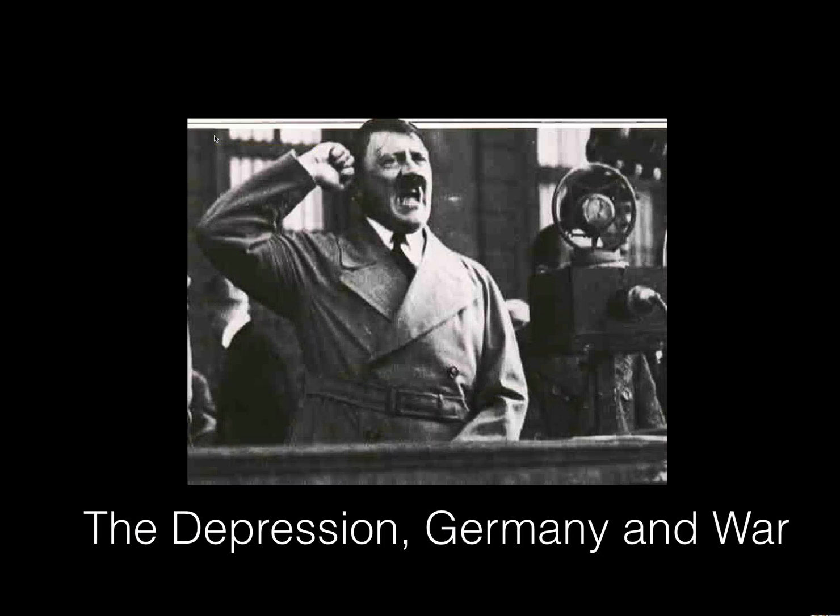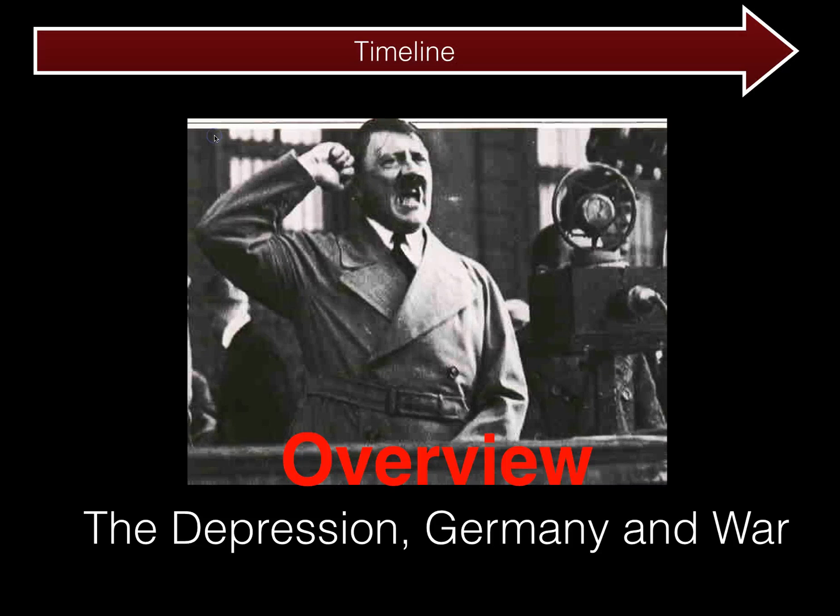Okay, so in this lesson we're going to have an overview of the Great Depression, how it affected Germany and the rise to power of Hitler and the Nazi party, and the Nazi period and the Second World War. As I say, it's an overview. Don't worry about getting every single little detail down, but if you are a GCSE student, it'd be a good idea to draw a timeline of major events.